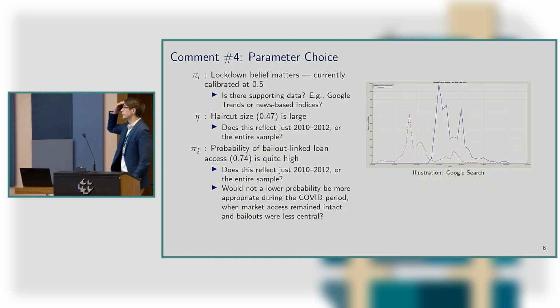Okay, so on the parameter choice. I'm not an expert on these models, so take it with a grain of salt, obviously, as everything in these slides. But one of your main points seems to be that these lockdown beliefs really mattered. And I think you take the 0.5, as it's not calibrated, as given. So I was thinking, okay, is there any empirical evidence that you can argue it was transitory, right?